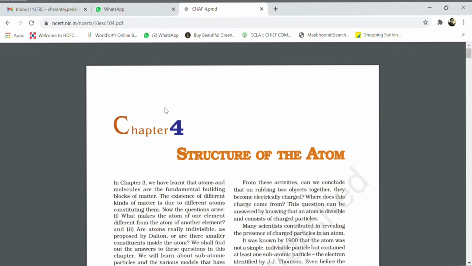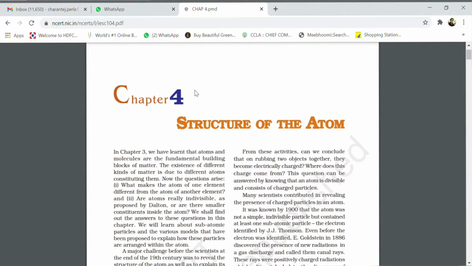Today, Science and Technology. In this video I am going to explain the structure of the atom. In the previous chapter you learnt about atoms, that atoms are the fundamental building blocks of matter, and also about Dalton's theory, which states that all matter is made up of tiny particles called atoms. Atoms of different elements have different mass and chemical properties, and atoms combine in a small whole-number ratio to form compounds.